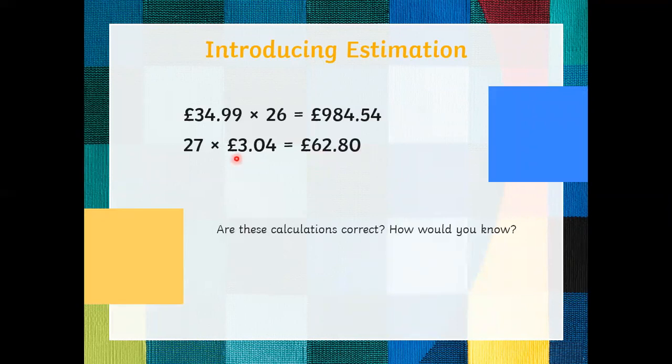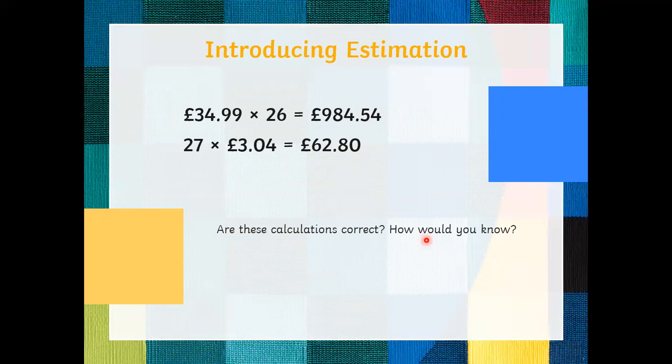So here we have two separate questions. We have 34.99 times 26 is equal to 984.54, and 27 times 3.04 is equal to 62.80. Are these calculations correct? How would you know?